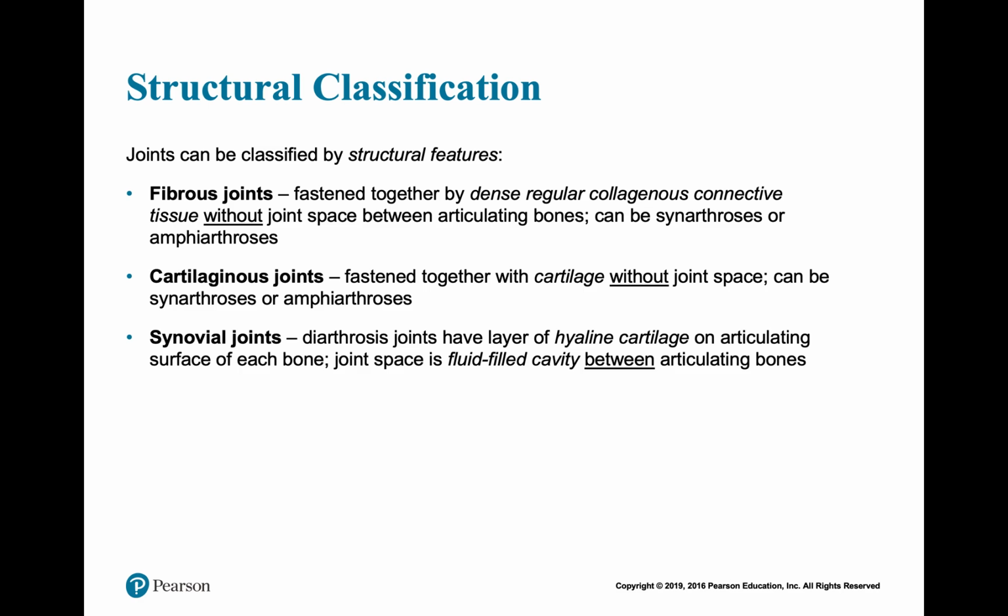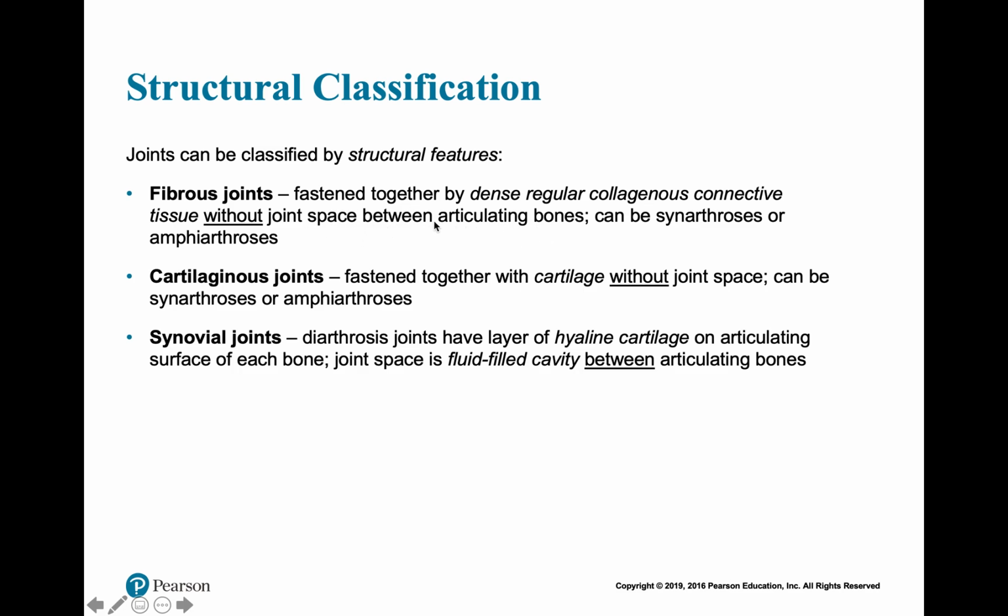The first one being fibrous, and you guessed it, the type of tissue that would make up a fibrous joint would be fibrous connective tissue. So fibrous joints are fastened together by dense, regular, collagenous connective tissue, and they lack a joint space or a joint cavity between the articulating bones.